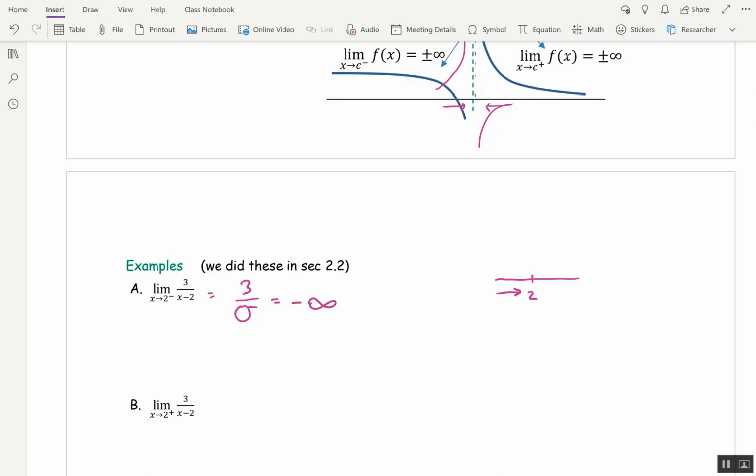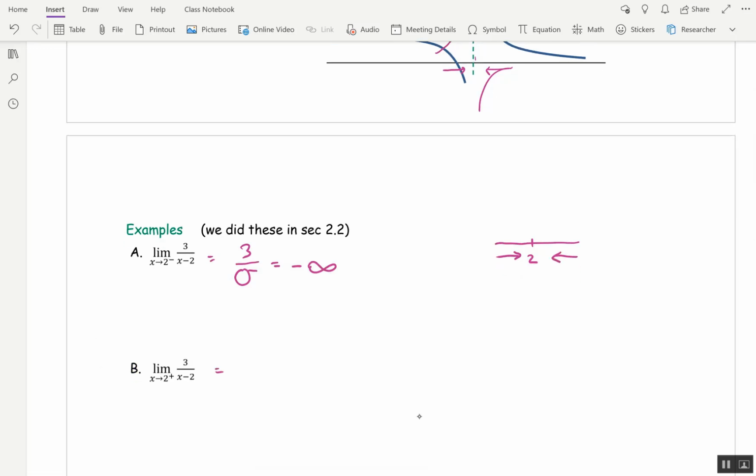Okay, now let's do the same thing except come in from the right. So now we have 3 again over 0, but now that 0 is through positive values, and that's infinity. And if you wanted to verify that, you could go to Desmos. Well, I should hope you could graph this on your own using shifting techniques. Let me just show you.